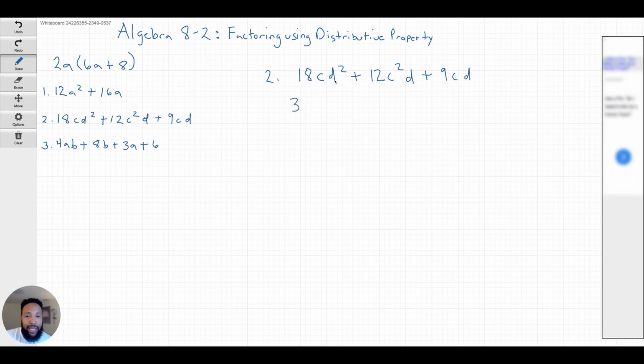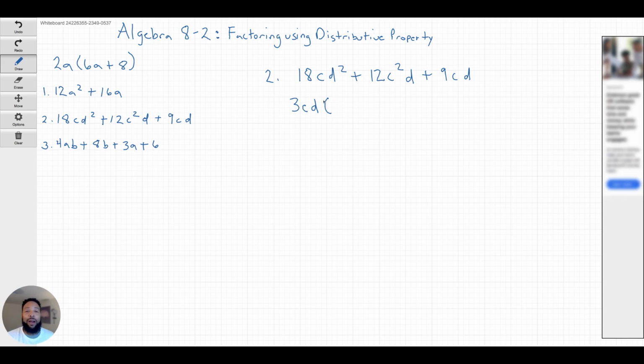Now, if we look at each section, we have a c here, we have a c squared here, and we have another c. So at most, we can pull out a c. Then let's look at our d's. We have a d squared, and we have a d and another d. So at most, we could pull out a d. So we factored out 3cd in this equation.